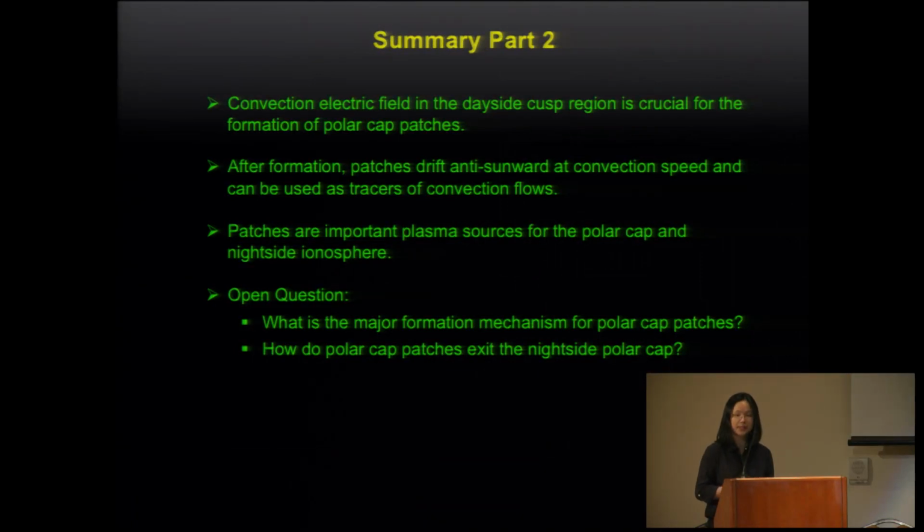Here is a summary for this structuring of the polar cap ionosphere case. The polar cap patches are important because they have very practical importance. And we still don't know what the major formation mechanism for those patches is, how the convection changes would change the patch dynamics and its illumination, and how those patches can exit the nightside polar cap. Is that telling us there is a nightside reconnection going on? That would be a very interesting topic to follow.